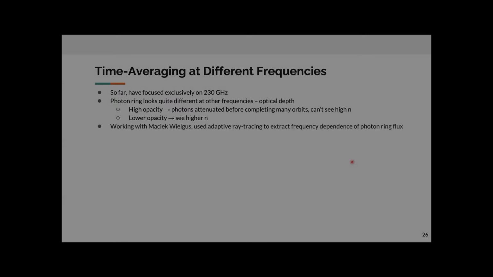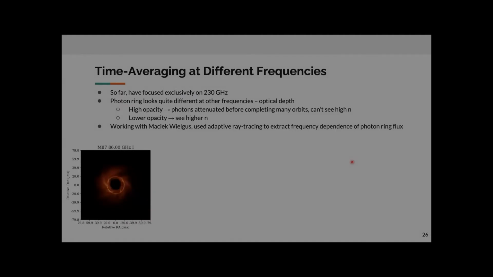And so I've been working on quantifying this with Maciek Wielgus, and we've been using adaptive ray tracing to ray trace over large quantities of high resolution images to extract the frequency dependence of the photon ring flux. So to give an example of what this looks like, if we now move to 86 gigahertz, which is more optically thick, we see that the photon ring is relatively dim compared to the background emission.